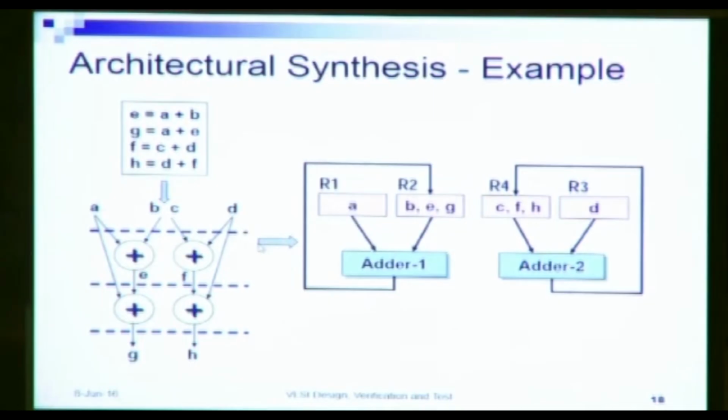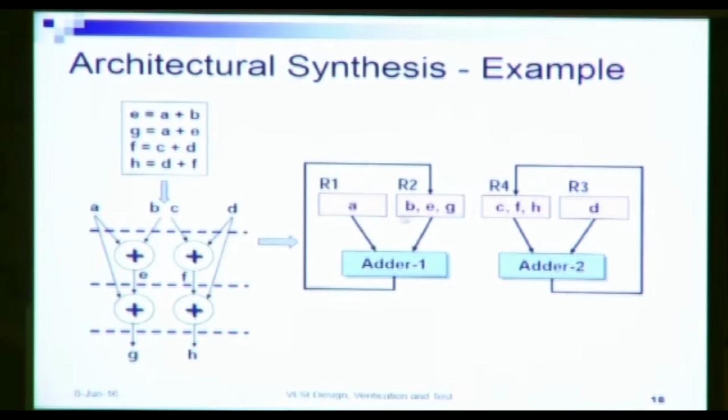Now, a sample realization of this scheduled step is obtained here. So this process is called allocation and binding. We allocate different input data to different registers and different operations to different adders and bind them. So for example, we have used register 1 to store A and register 2 to store B, E, G.